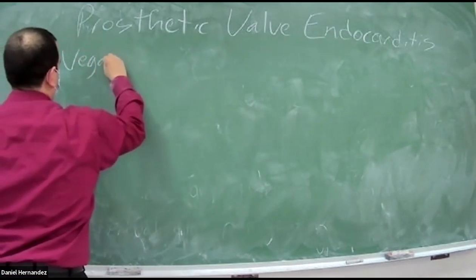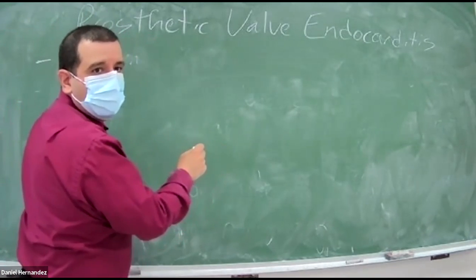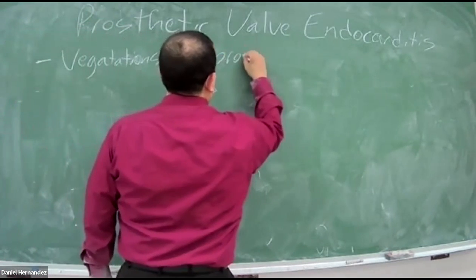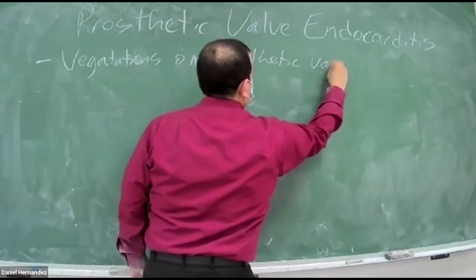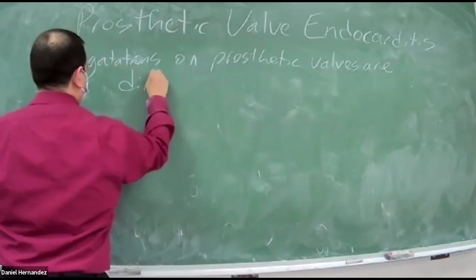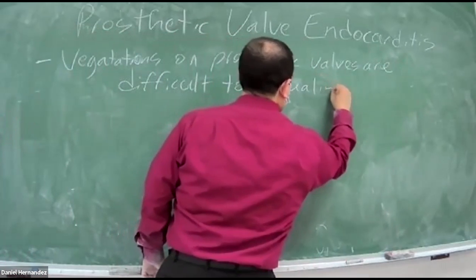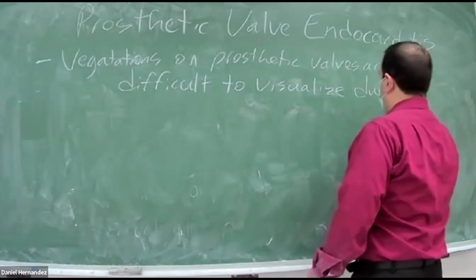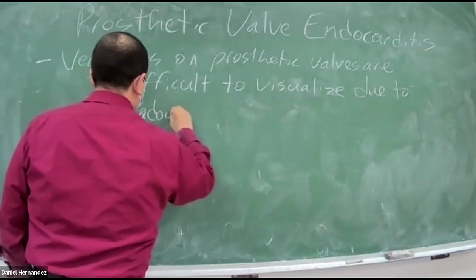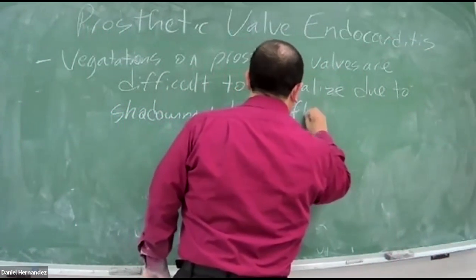Vegetations on valves are difficult to visualize due to shadowing and the highly reflective nature of the valve.